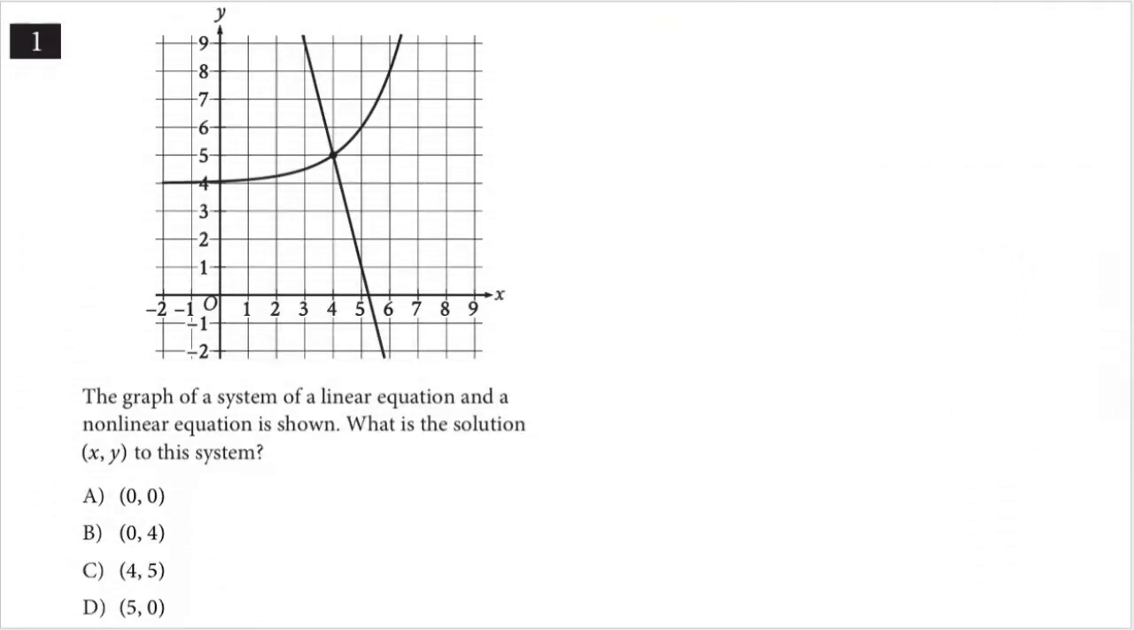Question 1. The graph of a system of a linear equation and a nonlinear equation is shown. So you can see this one is a line, and this one is nonlinear. So just get familiar with the curves and the lines. What is the solution (x, y) to this system? So we know that the point of intersection is the solution. So (4, 5), right? So C should be the correct answer.